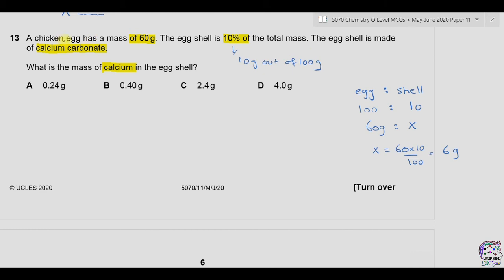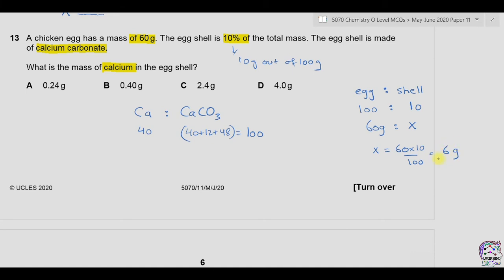Now eggshell is made of calcium carbonate, and we have to find calcium in calcium carbonate, so therefore we can take the ratio between calcium and carbonate. First finding the atomic masses from the periodic table, we have 40 for calcium and 40 plus 12 plus 48 equals to 100 for calcium carbonate. So it means if we have 100 grams of calcium carbonate, we will have 40 grams of calcium present.